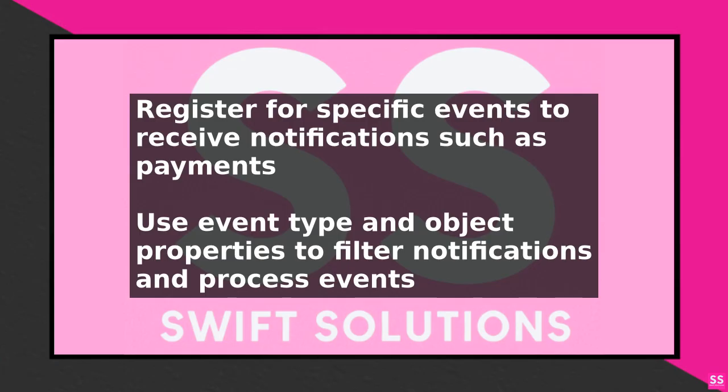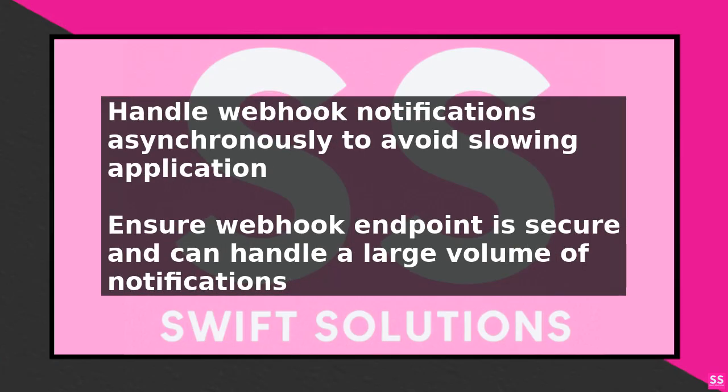However, it is likely that you will want to filter these notifications to only process the events that are relevant to your application. To filter Bill.com API webhooks, you can use the event type and object properties provided in the notification. For example, if you only want to process payments made by a specific payment method, you can check the payment method property in the notification and only process the event if it matches the payment method you are interested in.